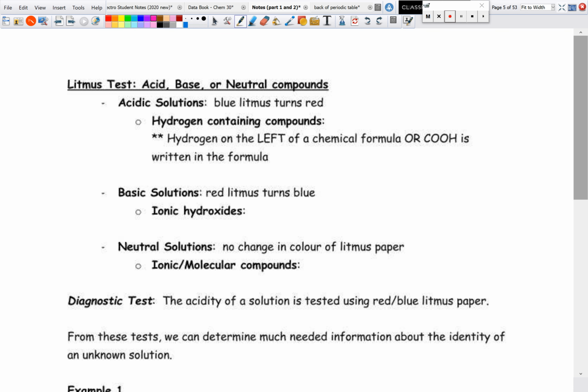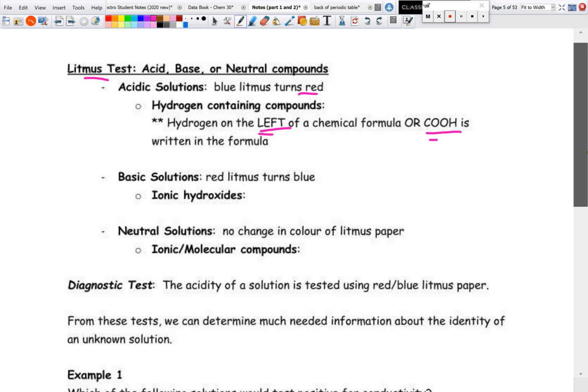Now, other tests that you've come across in the past as well are litmus tests. Remember, these tests tell you if something is acidic, basic, or neutral. So for acidic solutions, blue litmus paper turns red. To figure out if something is an acid, we have hydrogen on the left of the chemical formula, or you see the COOH.